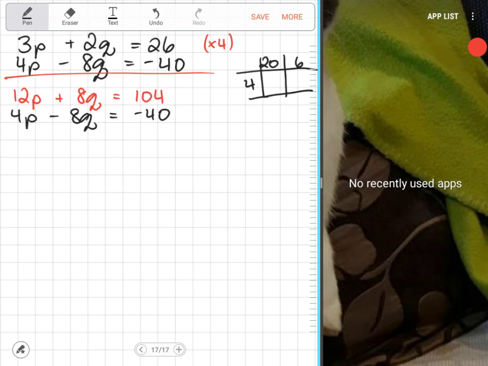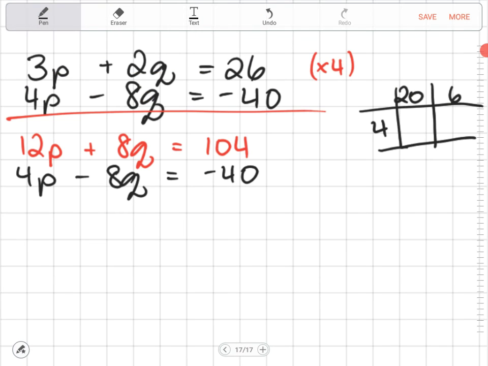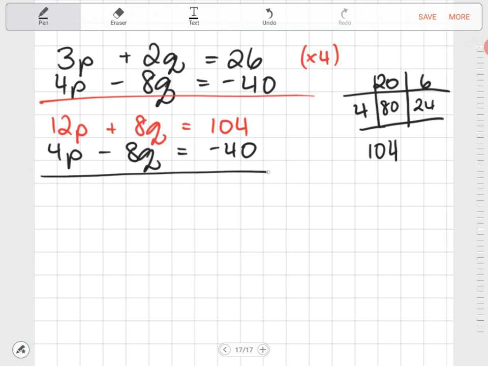Okay, so just remember that you will not have a calculator in order to do this. Right, so now because we're trying to eliminate q, we have a plus and a minus. So these two, if we just added them together, are going to cancel out. So we do not need to multiply by 1 or negative 1, sorry. So we're just going to add them together. So 12 plus 4 is 16p. The middle cancels out. 104 take away 40 is 64.